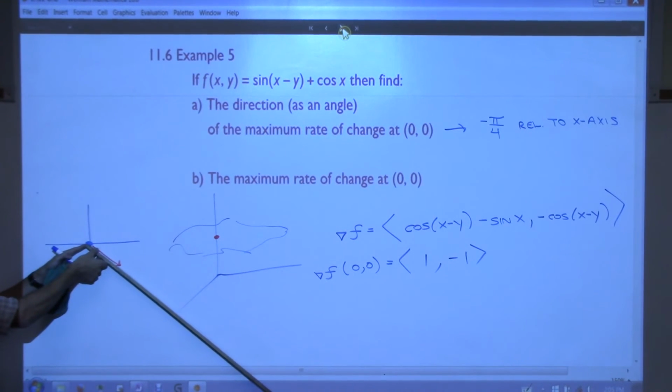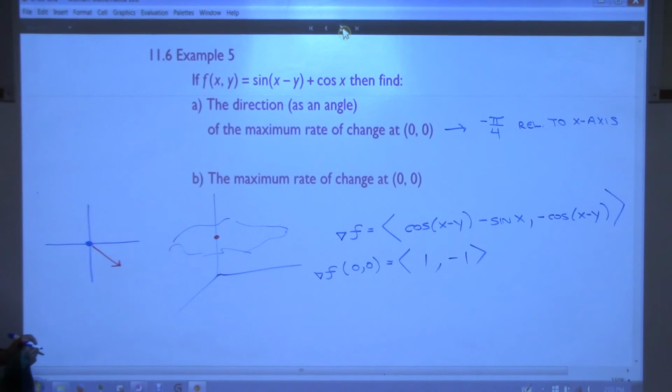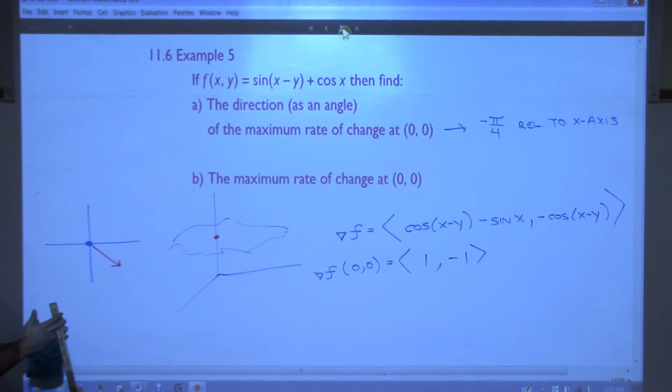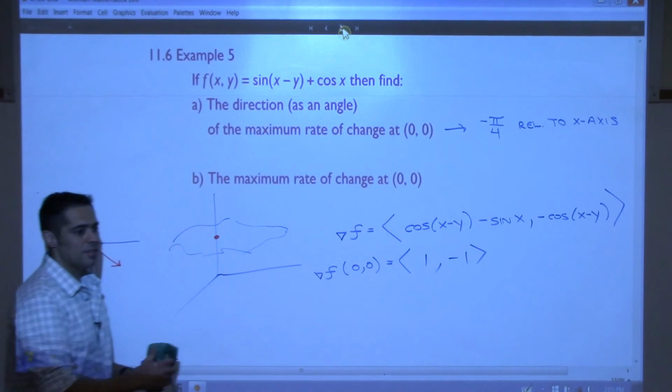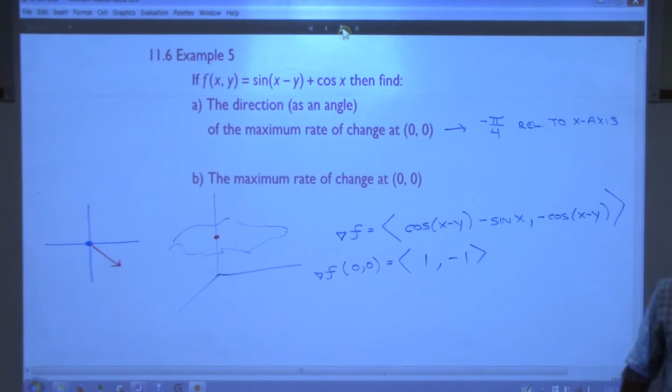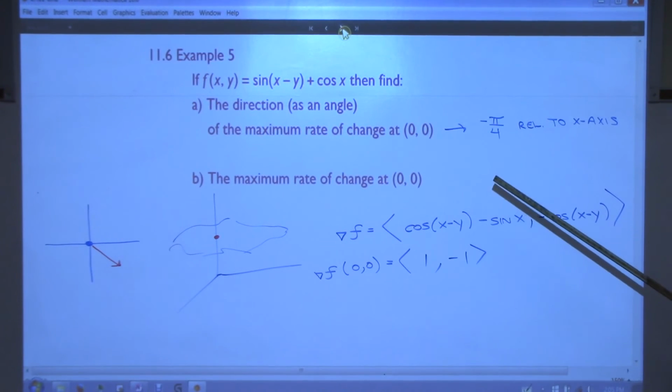Is it always relative to the x-axis? You could make it relative to the y-axis, but then everyone would be like, why? Everything's always been relative to the x-axis, but you could. Just make sure you state it. That way there's no confusion. We good? That answers part A.